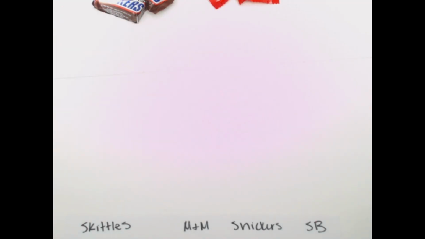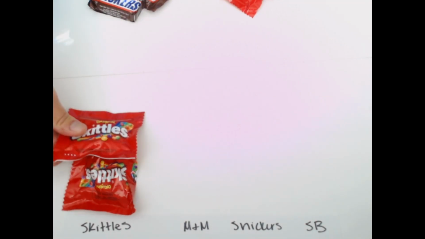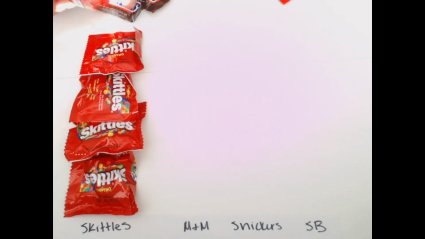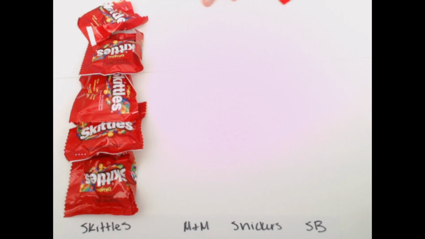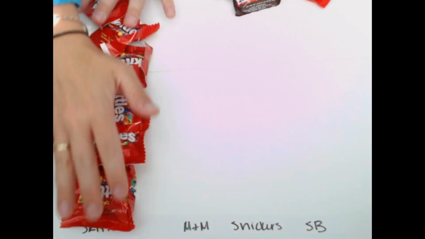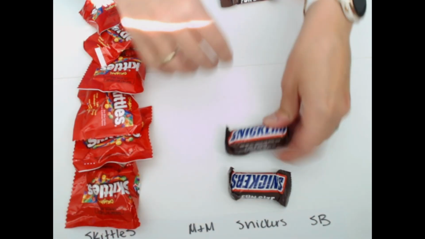Okay, so I have my piece of paper that says my 4 different candies on it, and I'm just going to start lining up my candies on each word. So Skittles are going to go above the Skittles, and M&Ms above the M&Ms, etc. And I'm going to start to see how I have more candies than other candies.